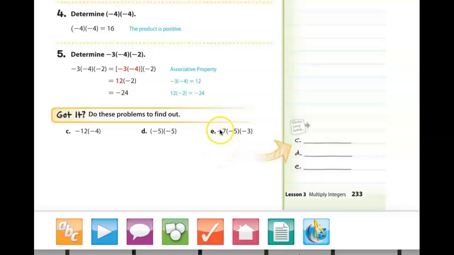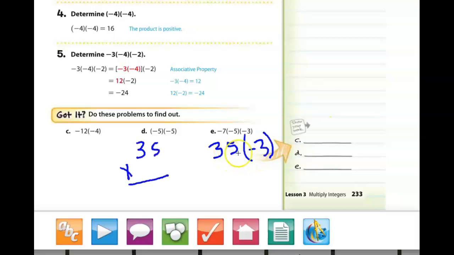Okay, that is actually going to be a negative times a negative, which is going to be a positive. So 7 times 5, and I need to put my pen back on. 7 times 5 is 35. So now we have 35 times -3. So now we have a positive times a negative. 35 positive groups of -3.